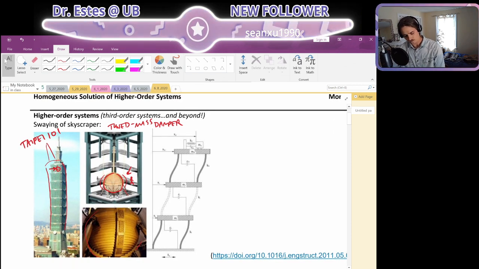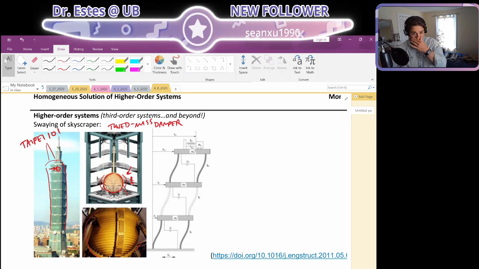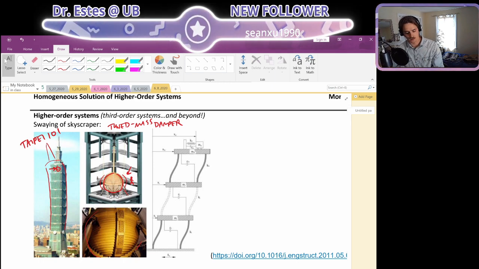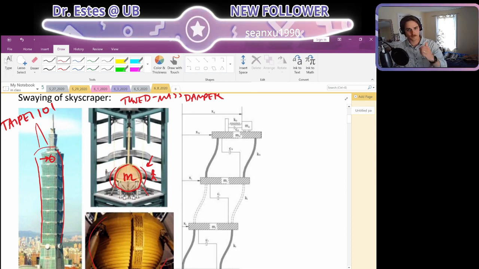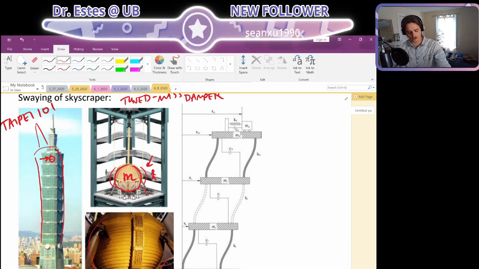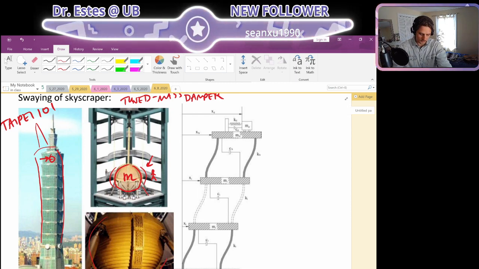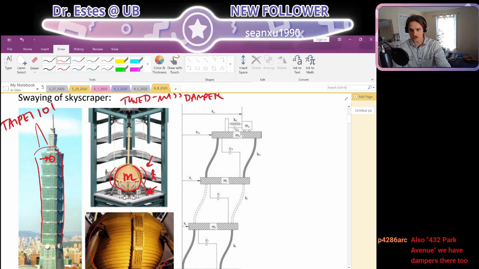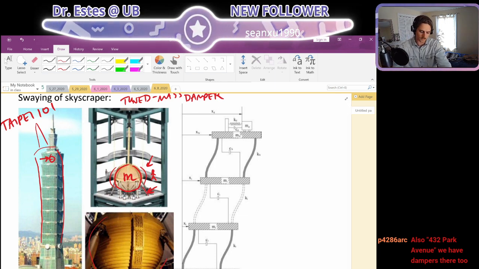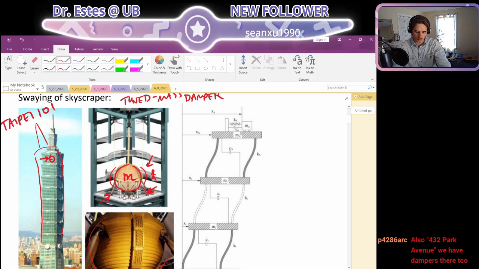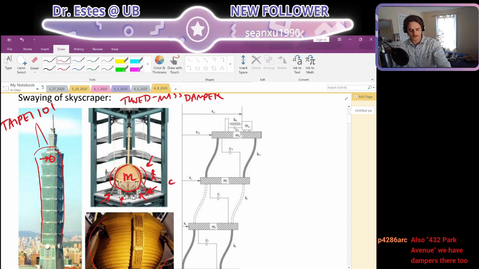But engineers had to decide, how heavy do we make this huge ball? And also, what should the... 432 Park Avenue, we have dampers there too. Oh, very cool. And what should these damping coefficients be at the base?